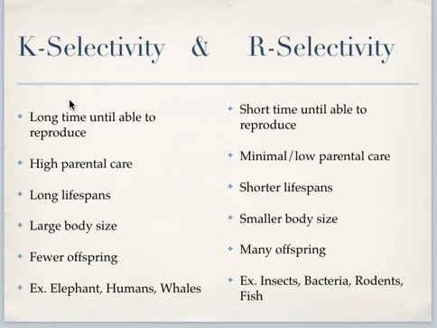One more thing to be aware of is K-selective species do better in a stable environment, whereas R-selective species do better in a changing environment. So when an environment is tumultuous, it's rapidly changing, R-selective species do a little bit better as far as fitness. K-selective species do better when the environment is more stable.